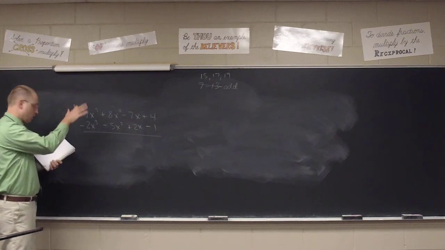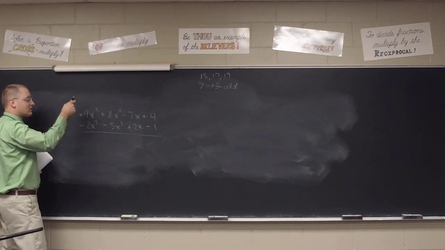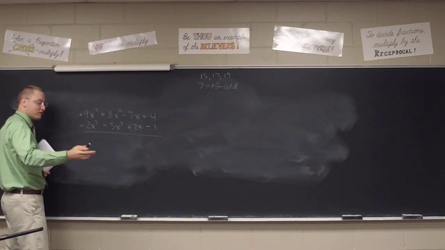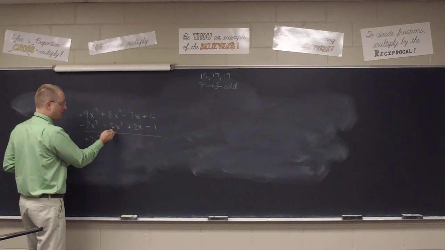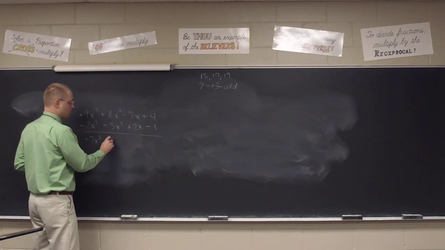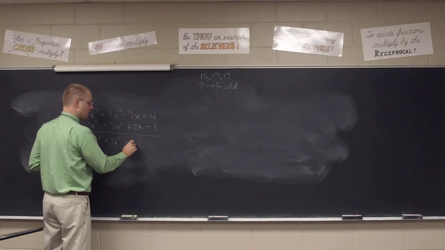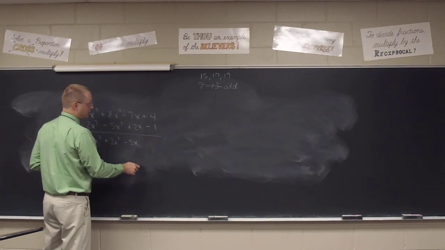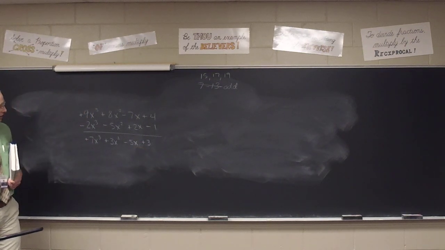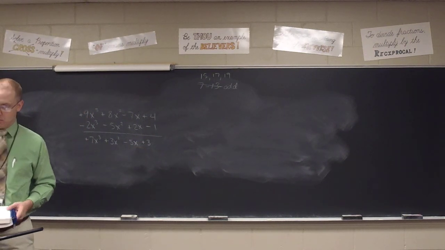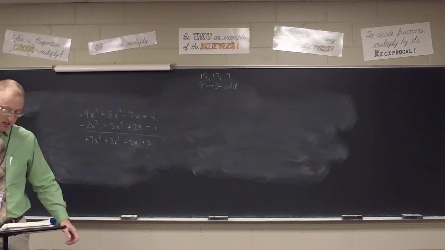And I'm going to write them vertical like this, and I'm just going to add. I've got a positive 9x cubed and a negative 2x cubed gives 7x cubed. 8x squared and negative 5x squared gives 3x squared. Negative 7x, positive 2x gives negative 5x. Positive 4, negative 1 gives 3. We're done. Well, I got that one wrong too. Questions on number 15? Nope. Number 17, Dylan.